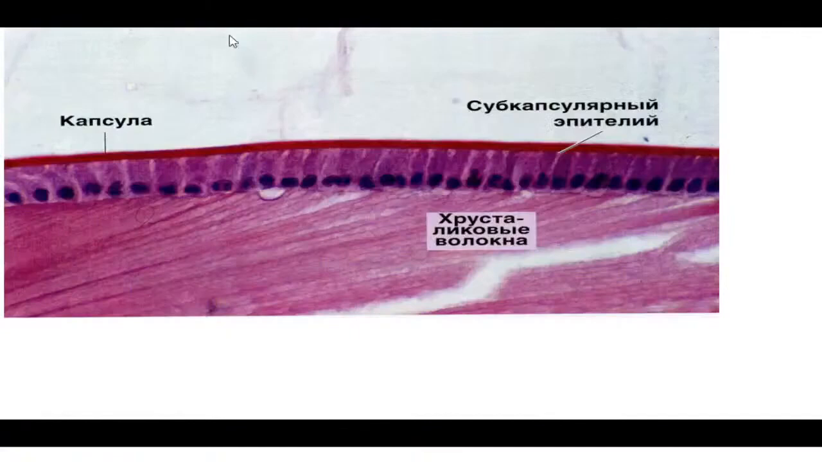Example: the capsule, you have seen the capsule in red color. Next is the subcapsular epithelium, which has a columnar shape, and the crystalline fibers. They are without nuclei, because the nuclei are at the periphery.